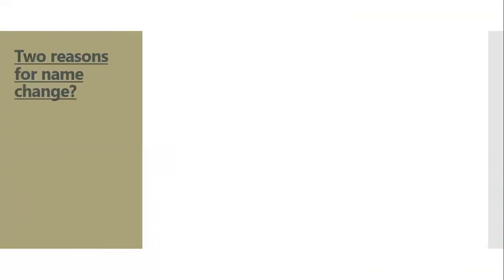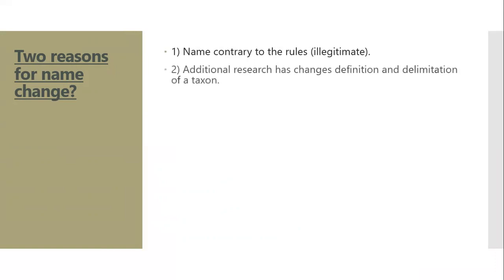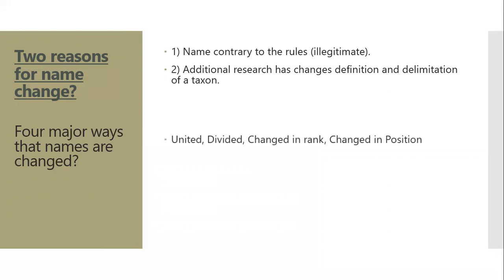So there are reasons for a name change. Changes occur for only two reasons. Because of the recognition that one name is contrary to the rules and thus another name must take its place. And because additional taxonomic study or research has resulted in a change of the definition and delimitation of a taxon. This process is known as a taxonomic revision. There are four major ways that names are changed. As I said earlier, they are united, divided, change in rank, or change in position.